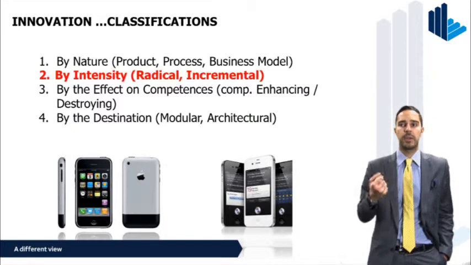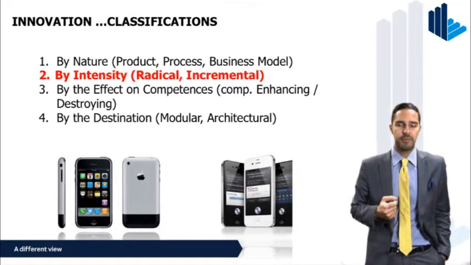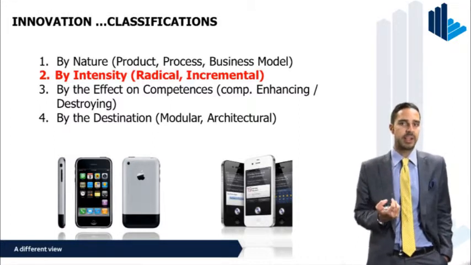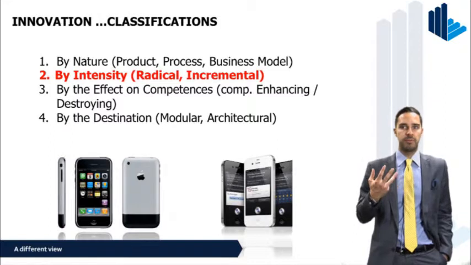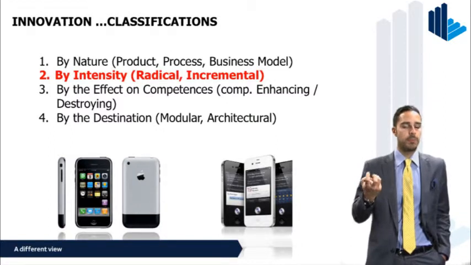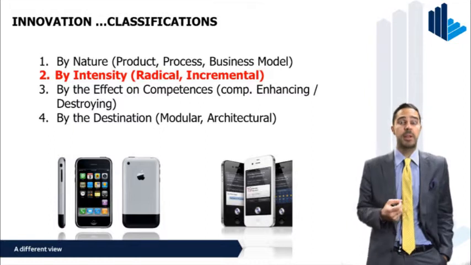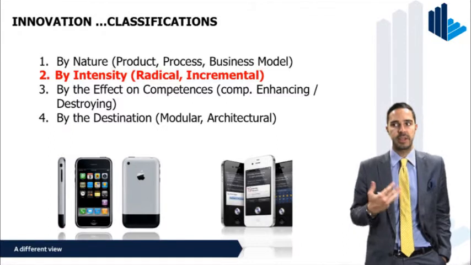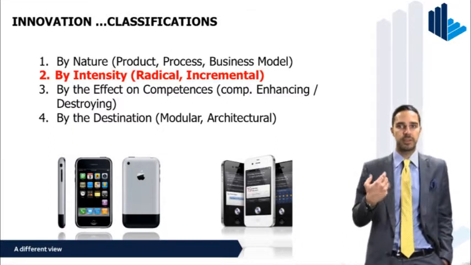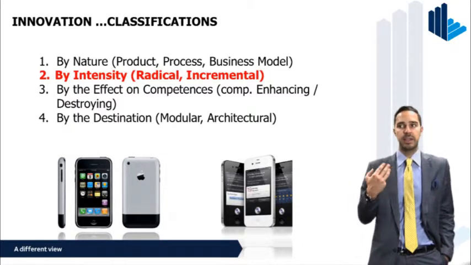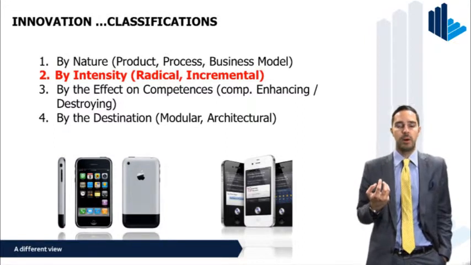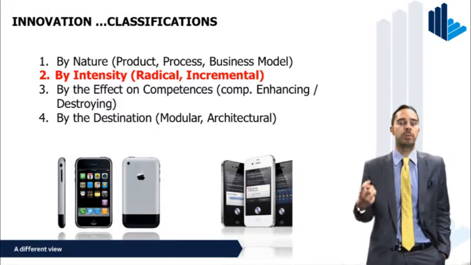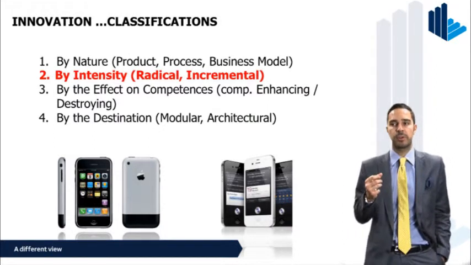So, for example, in reference to the iPhone, the first iPhone was really a radical innovation because it was the first mobile phone, the first smartphone with a completely different set of features, including the cameras, including the possibility of connecting to the internet, including the possibility of checking emails and so on. So it was a completely new product. That was a radical innovation.